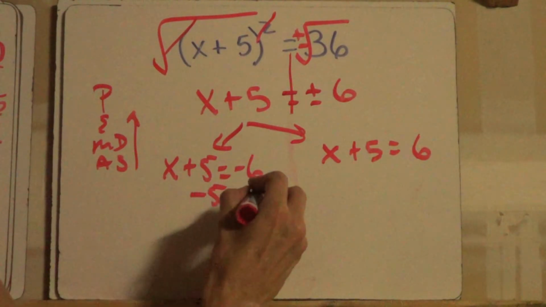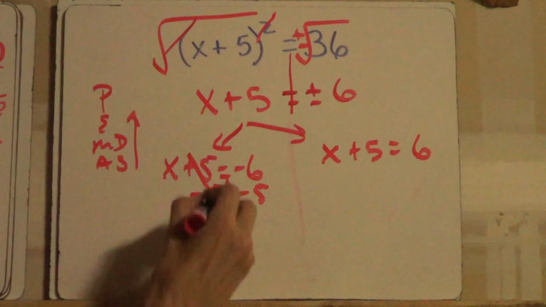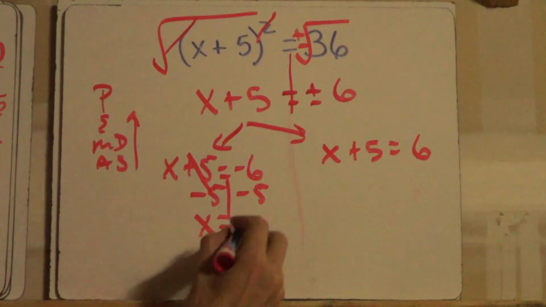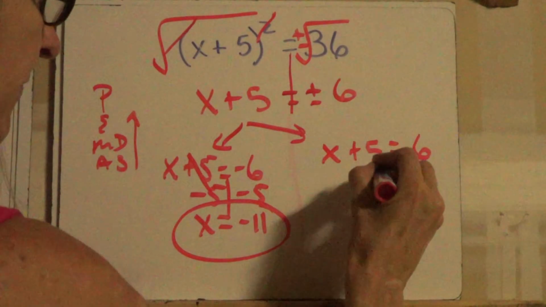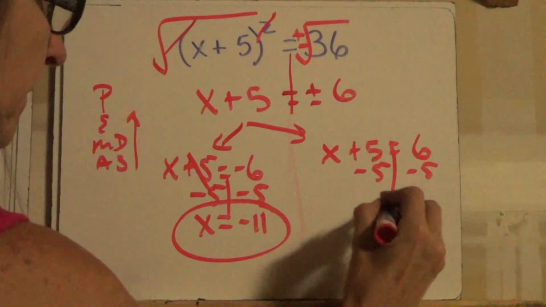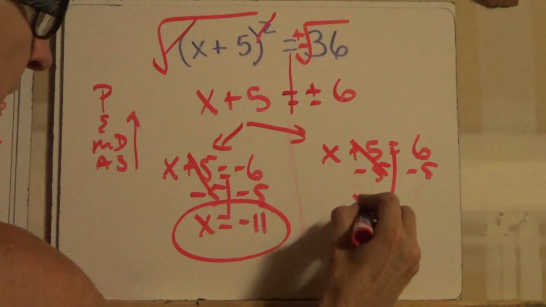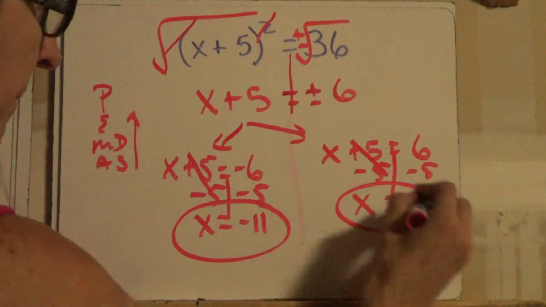Subtract 5 from each side. That cancels. We get x equals negative 11. Subtract 5 from each side. That cancels. We get x equals 1.